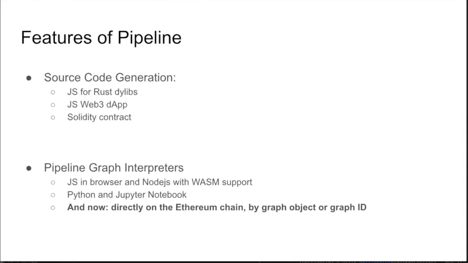With Pipeline, we have demonstrated visual source code generation for executing Rust functions with JavaScript as glue, for creating Web3 dApps in JavaScript, for creating Solidity smart contracts. We have also demonstrated multiple types of pipeline graph interpreters for JavaScript and Node.js with WebAssembly support for Python, and now directly on an Ethereum chain by Graph Object or Graph ID. So stay tuned to see what is coming next for our pipeline operating system, PipeOS.